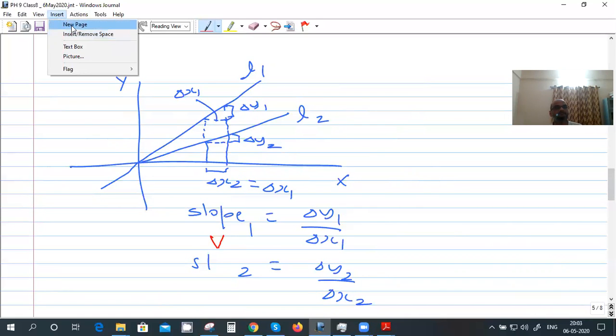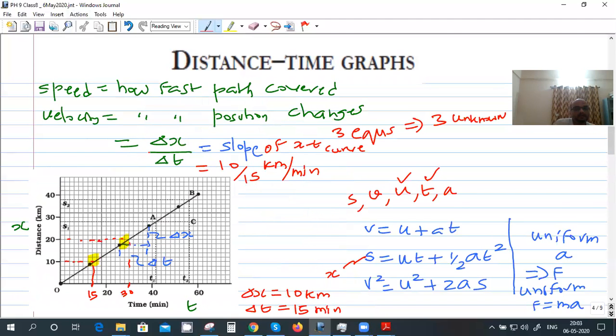Yeah. Acceleration is delta v by delta t, right? Yes. Rate of change of velocity. So velocity is the slope of the curve, and this curve is a line. So if you take these two points, you get velocity, right? And similarly, if you take another two points, will the velocity be different here?